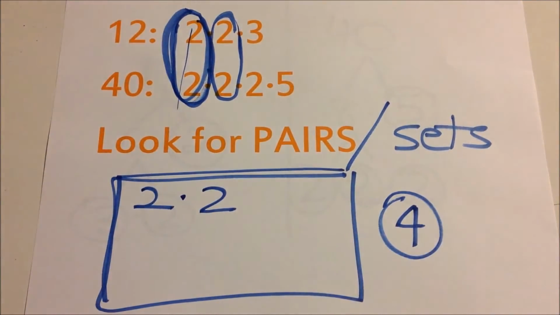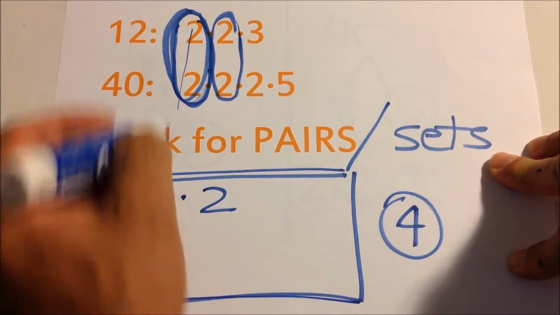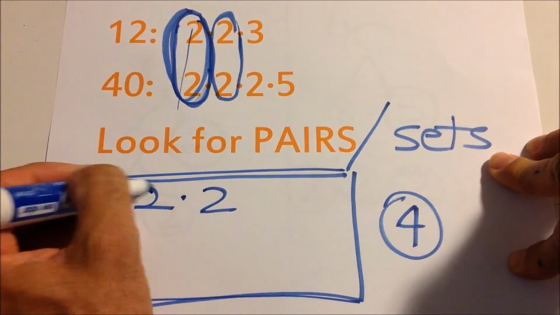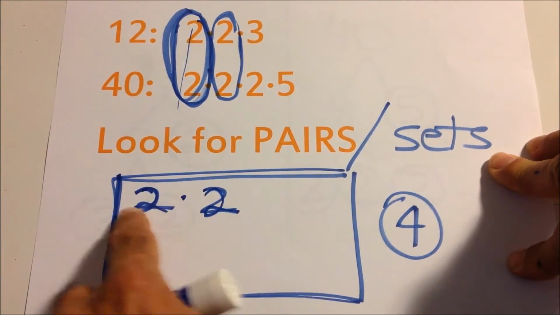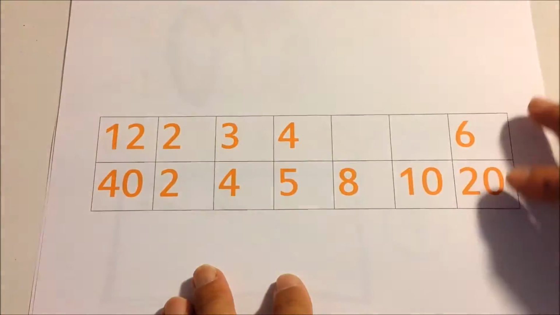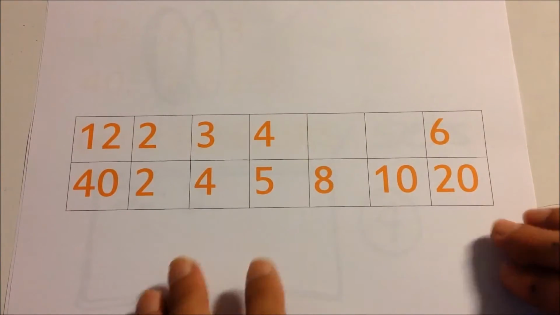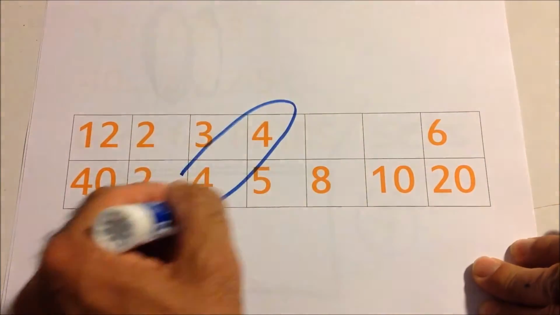So let me go over that again. In the pair box or the set box, you're going to put down the numbers they share. They share a 2, so we'll put that down. They share another 2, we'll put that down. 2 times 2 is 4. Always multiply in the pair box. Now, we can check this with the box method. The box method, we just get all the factors, and you can see that the one factor that they both have in common is 4.